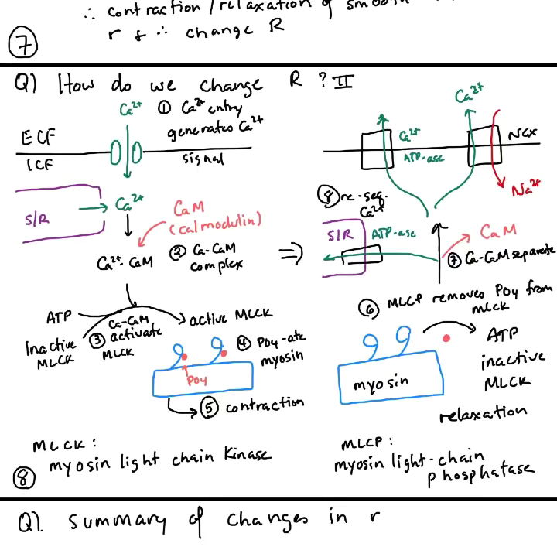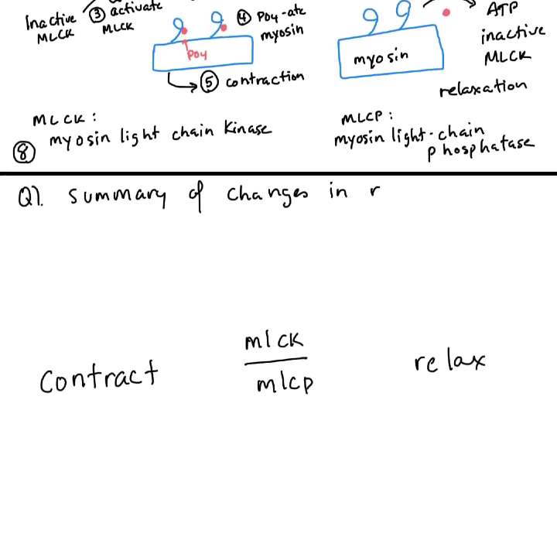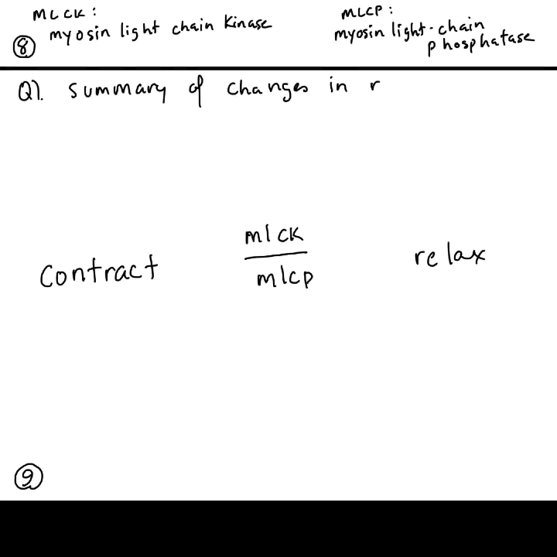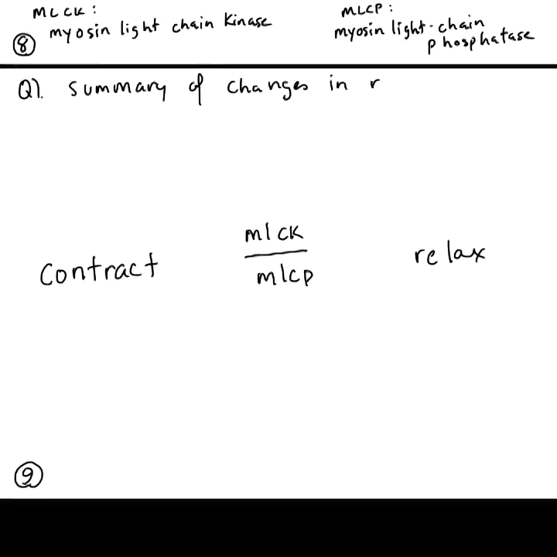Now I want to summarize what we've just done here by giving you a way of thinking about it, because essentially what we're going to have to do moving forward is understand changes in radius, because that change in radius is going to be our primary determinant of changing our total peripheral resistance, and therefore changing our mean arterial pressure.